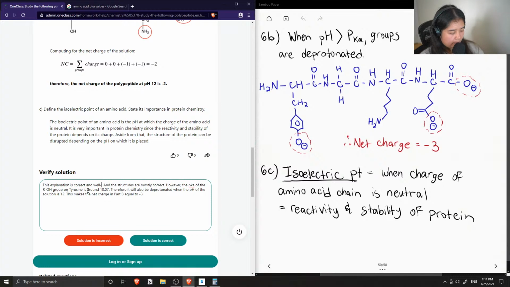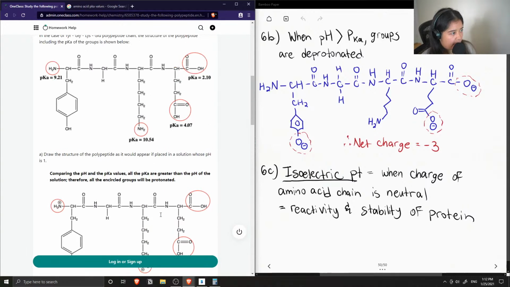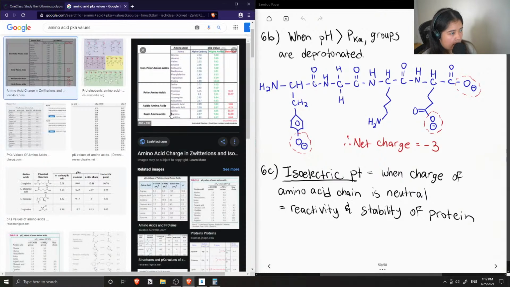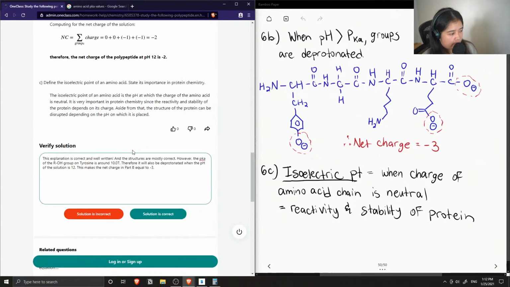But they had a really good explanation. I think they just forgot to write down the pKa of tyrosine. Yeah, so it has 10.07. Okay, so maybe they can fix that. So this solution, I'll say, is incorrect, even though it was mainly correct.